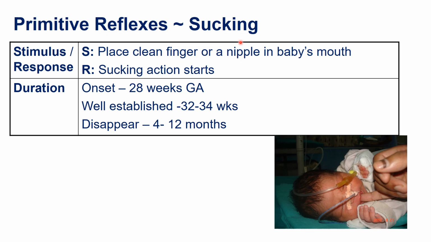Now come to the sucking reflex. Here the stimulus is you place a clean finger or a nipple in the baby's mouth, like the one you see in the picture. The response is the baby will start sucking. Onset is at 28 weeks of gestation, well established at 32 to 34 weeks, and disappearance is by 4 to 12 months.